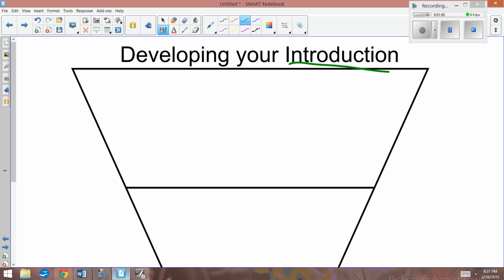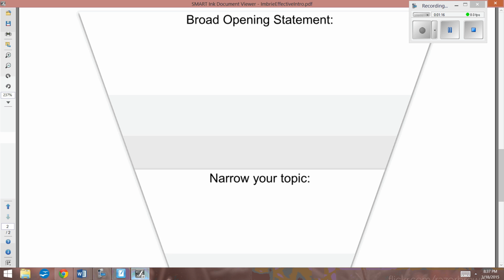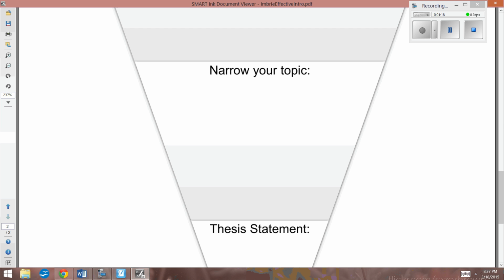You're going to end up with at least 5 paragraphs. First one will be your introduction. Your second, third, and fourth ones will be body paragraphs, and your last one will be a concluding paragraph. Okay? So you've got this handy-dandy graphic organizer just for your introductory paragraph.